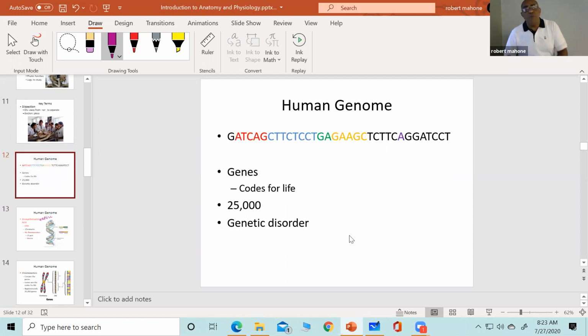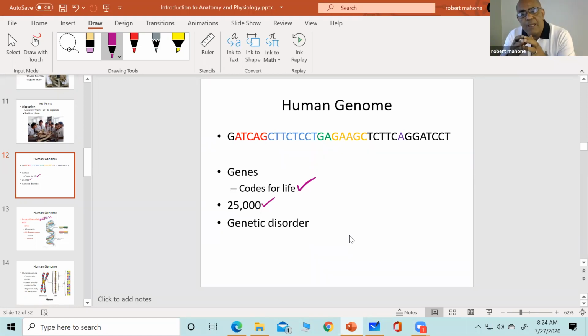All right. The human genome is a collection of genes that make up the human existence or the human body. Now, what is a gene? A gene is a code that tells your body what to do. For example, we refer to them as the codes for life. And there's approximately 25,000 codes that make you.